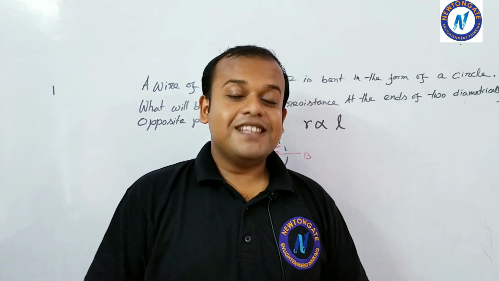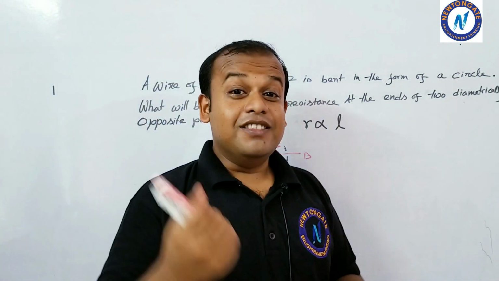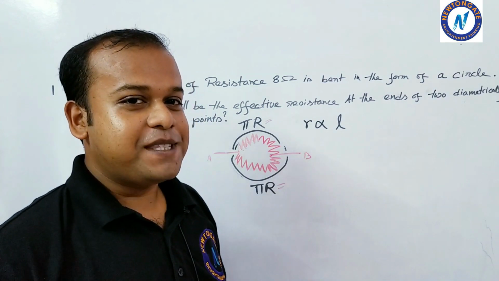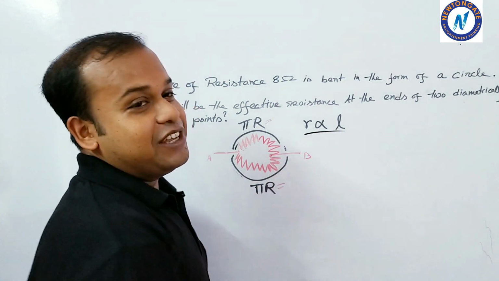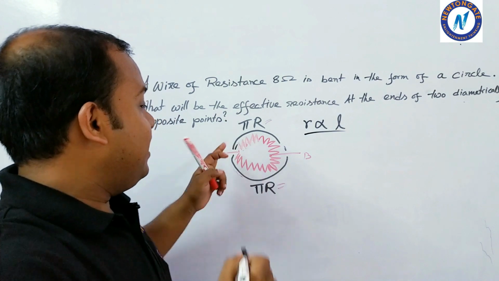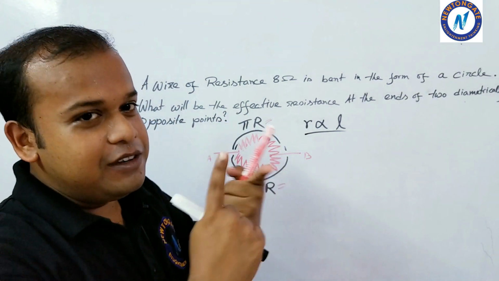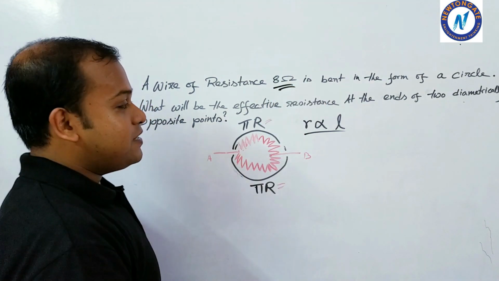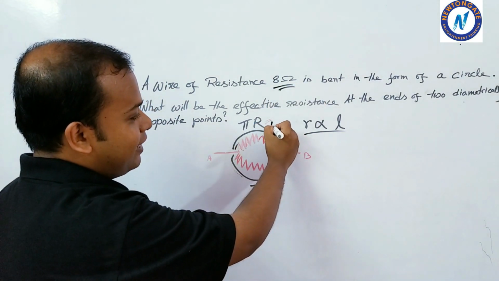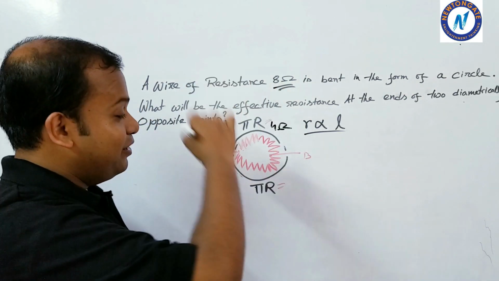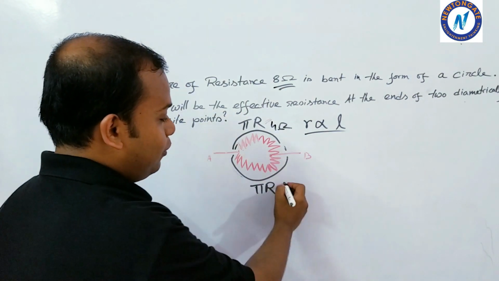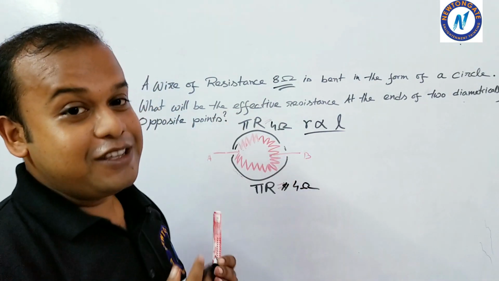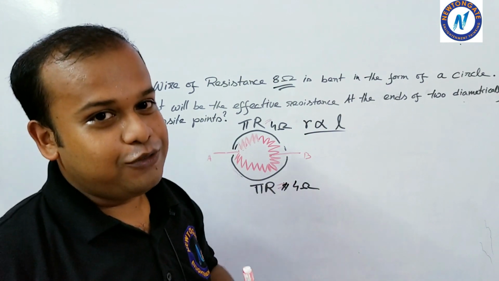And so from this analogy, can I say that the total resistance of the wire has been divided into 2 equal halves? Why? Because the lengths are equal. That is, if the total resistance is 8 ohms, then the upper part is 4 ohms and the lower part is also 4 ohms, right?